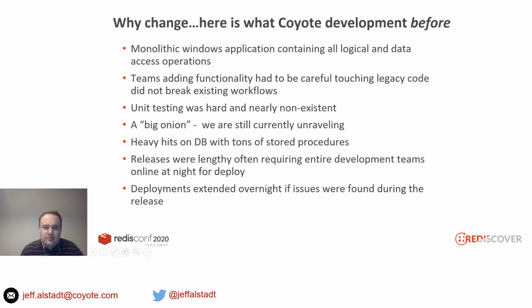So why change? Let me tell you about what Coyote development was before. This is about the time when I started at Coyote, which was around 2014, '15-ish. When I started, it was a monolithic Windows application that contained all the logic and data access operations. There were few services involved in the whole organization, and it was tightly coupled to the business application. Teams who were always adding functionality had to be careful of touching legacy code. It was possible they could break the existing workflows, and in the past we have broken workflows and needed to make fixes to make sure they were corrected.